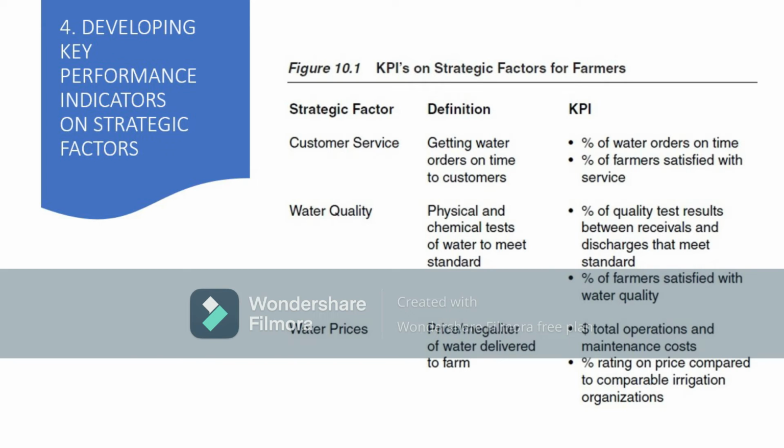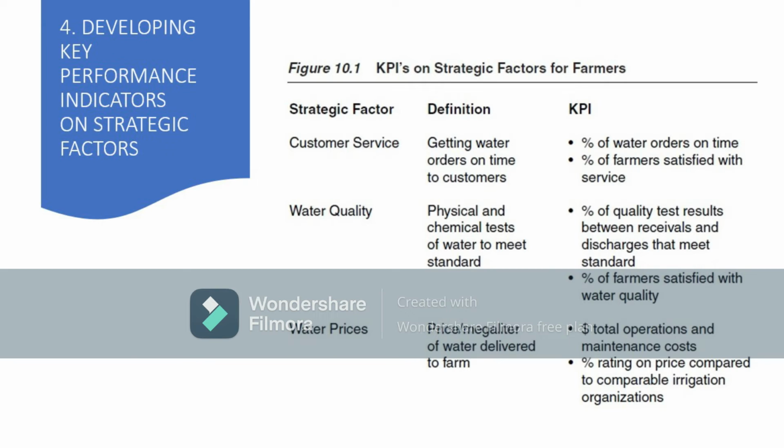Water quality is defined as the extent to which water meets certain criteria. It is analyzed for contaminants such as pesticides, salts, and for the existence of grass seeds. Water prices are a positive factor if they are seen to be fair in relation to the service rendered. These factors are abbreviated versions. These definitions are shown in figure 10.1, KPIs on strategic factors for farmers.